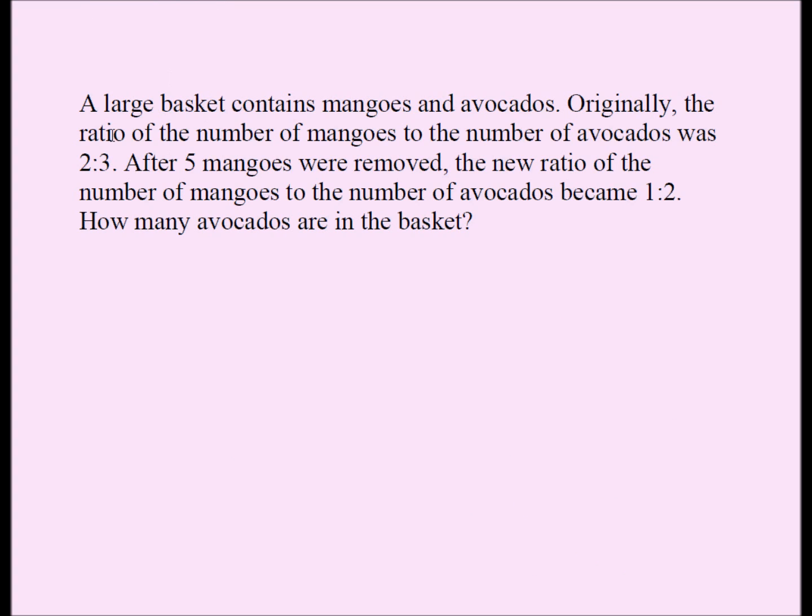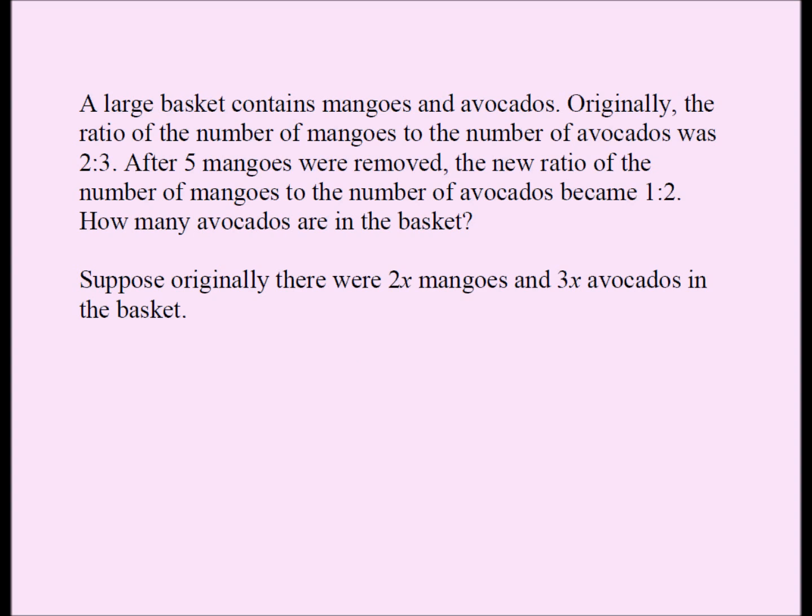Here's the question back again, the same question. I'm not going to read it because I didn't change anything. And in algebra, we define our variables first. And we are going to assume in the original basket there were 2x mangoes and 3x avocados. Now take a look at it. 2x to 3x will reduce to 2 to 3.